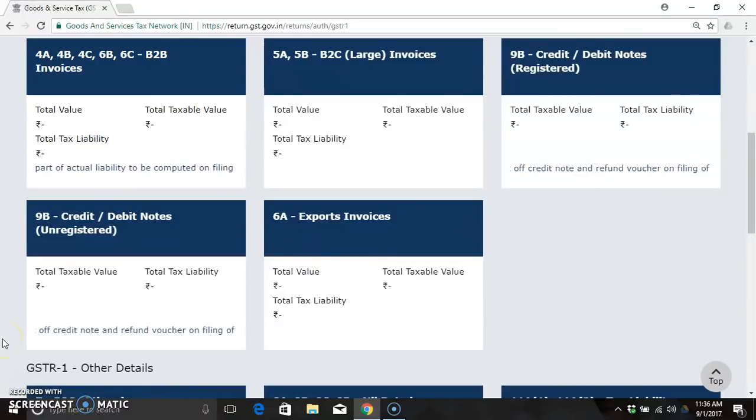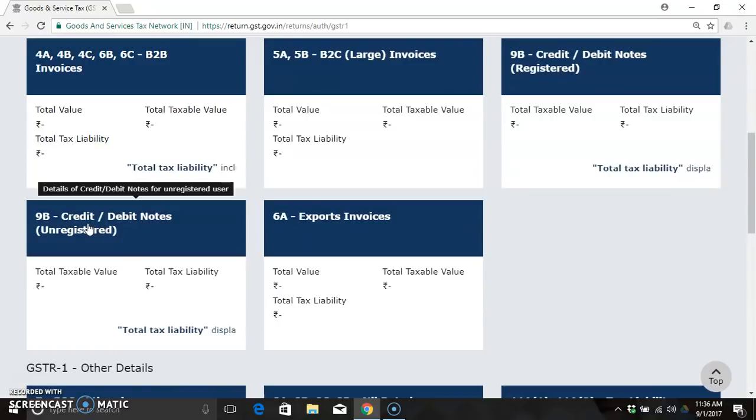Hello friends, today I am going to brief you about credit or debit notes in GSTR 1. Credit or debit notes for unregistered user is found in table 9B. Now click onto that.